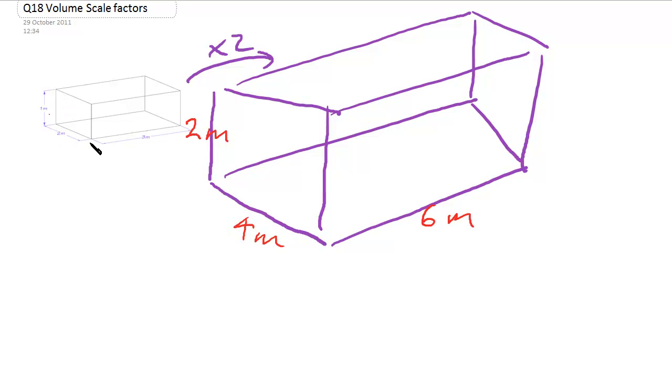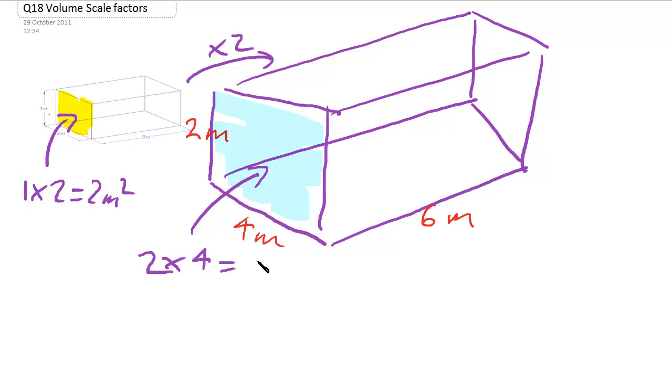Now in this one, the surface area along this side was 1 by 2. So the area there was 1 times 2, which equals 2 meters squared. Now the new surface area over here is 2 times 4, which is equal to 8 meters squared. So where the lengths have doubled, the area is now times by 4, from 2 to 8.